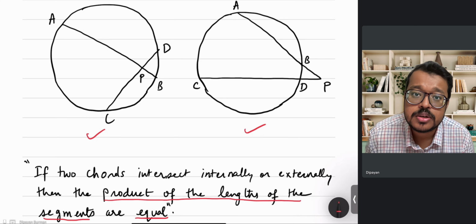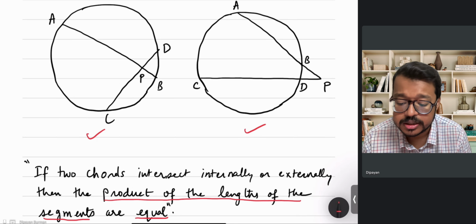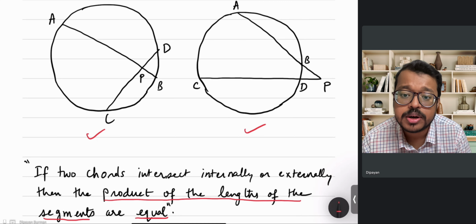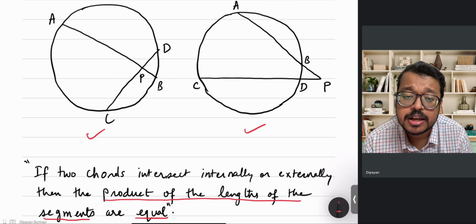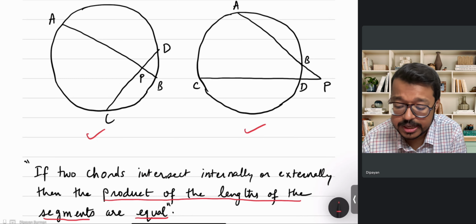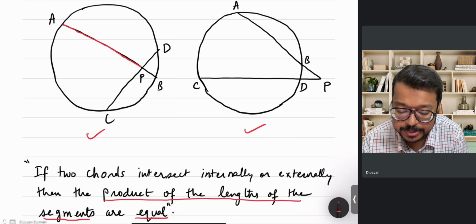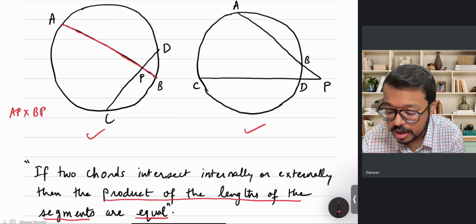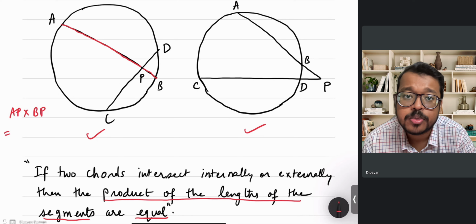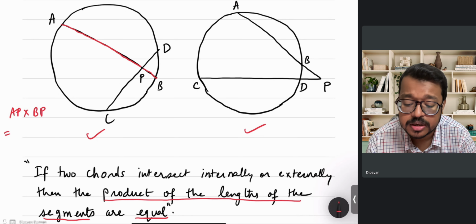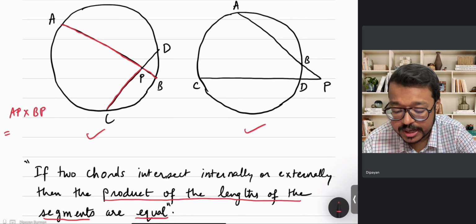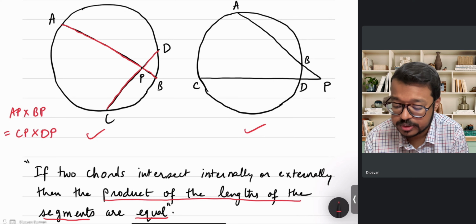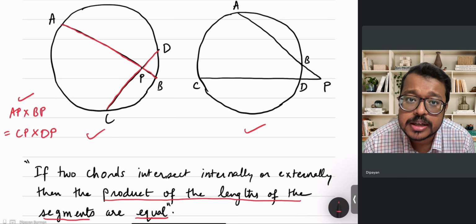So in the first situation, when the chords are intersecting internally, my chords are AB and CD. For chord AB, the segments of the chord will be AP and BP. So the product AP into BP will be equal to the product of segments of the other chord. The other chord has segments CP and DP. So this is true when the chords are intersecting internally.